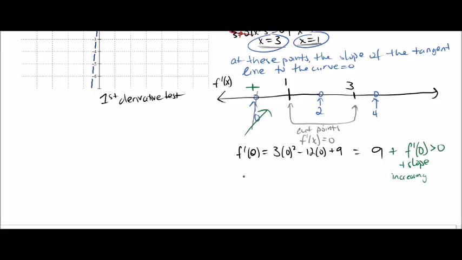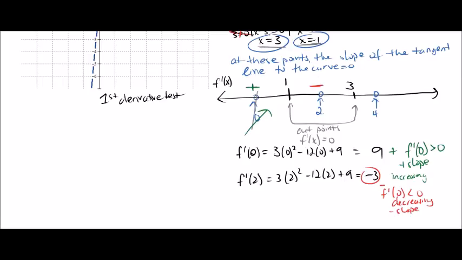Let's substitute in 2. F prime of 2 is 3 times 2 squared minus 12 times 2 plus 9. And we get 12 minus 24 plus 9, that's negative 3. So at this point, f prime of 2 is less than 0, and therefore the function is decreasing because we have a negative slope. So this is negative, and the function is decreasing. So now we know that this point right here, the 1, has to be a maximum, because the function is increasing, then decreasing.